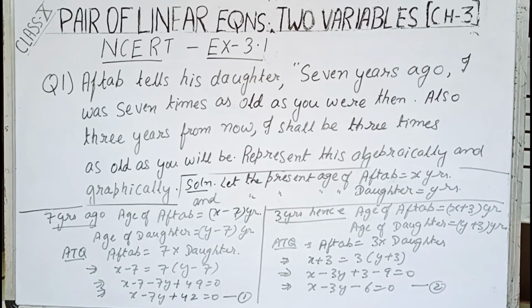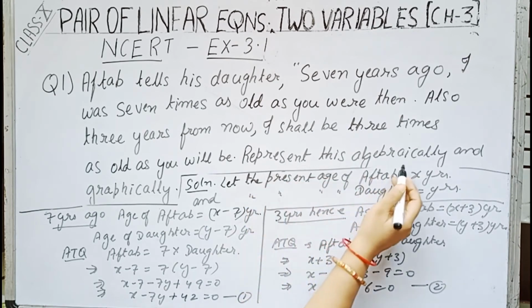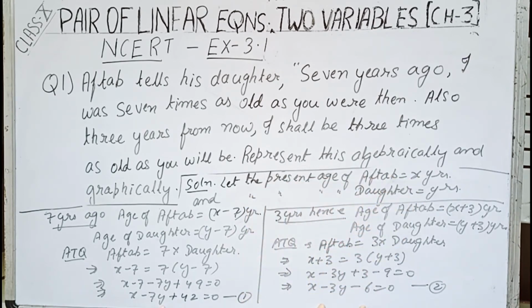So children, we have got two linear equations. The first is x minus 7y plus 42 equals 0 and the second one is x minus 3y minus 6 equals 0. The first part, represent this algebraically, we have done. And the second part of the question says graphically. You will draw the graph of these two linear equations, which I have explained earlier. So you draw it on your own.